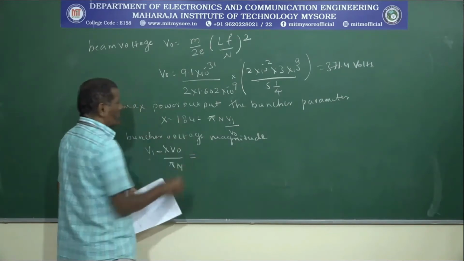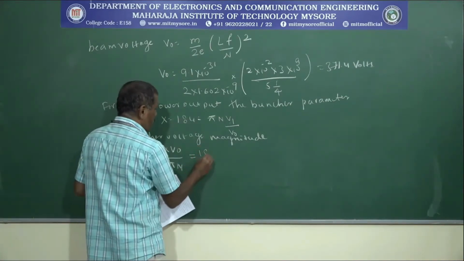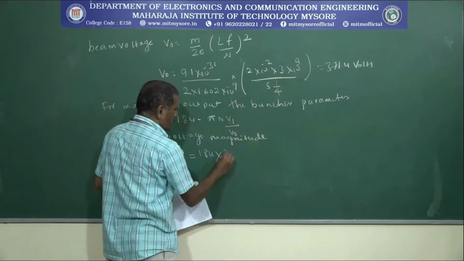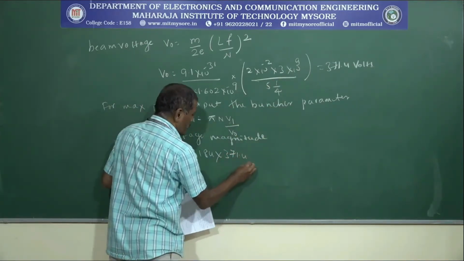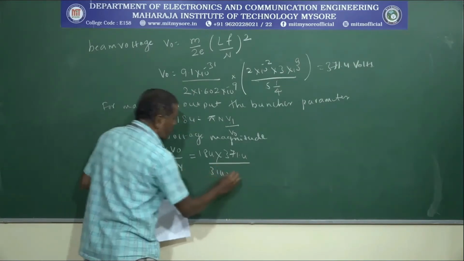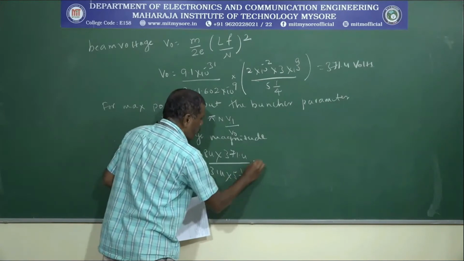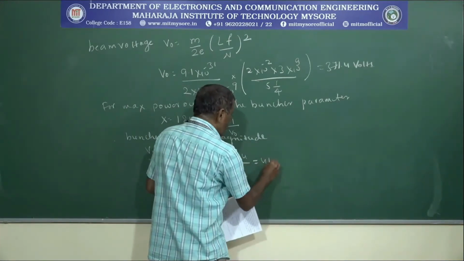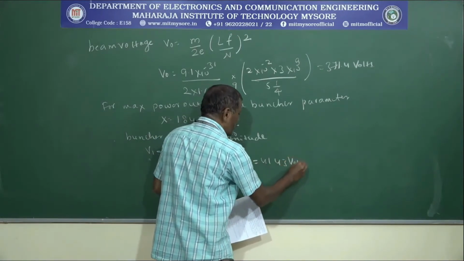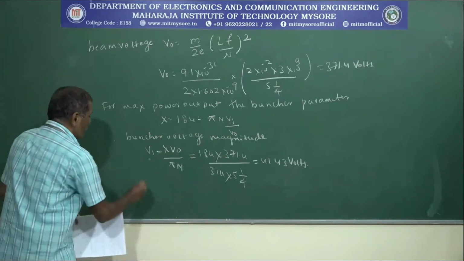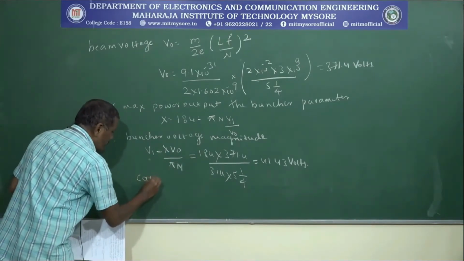In this particular equation go on substituting the values. The X value is 1.84 and V0 is calculated as 371.4, divided by pi value 3.14, and n value is 5 into 1 by 4. So this value is coming to be 41.43 volts. Okay. Now, let's calculate the catcher voltage.